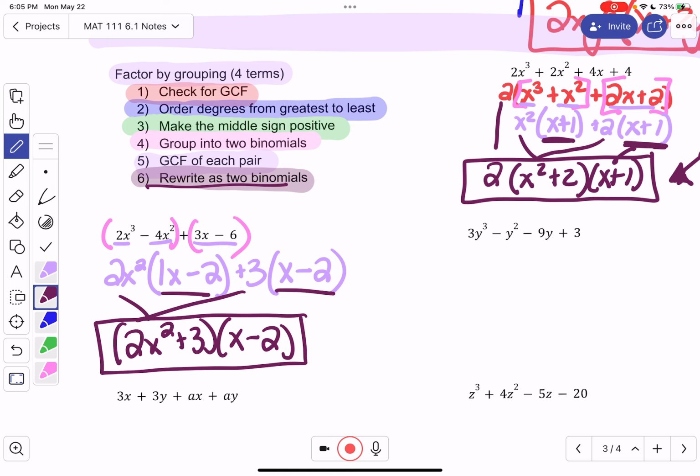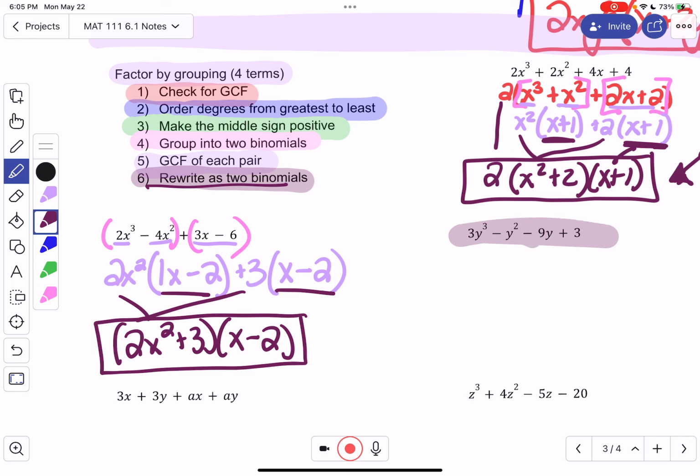All right, let's look at the next one. Check for the greatest common factor. There is not one in this, so we can skip that step. Make sure the degrees are greatest to least. 3, 2, 1, 0. Those are fine.